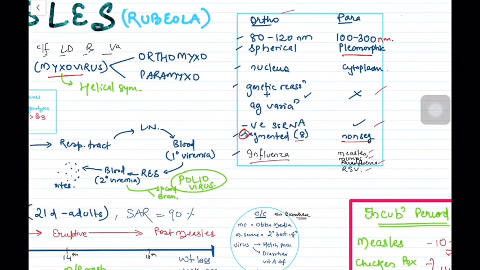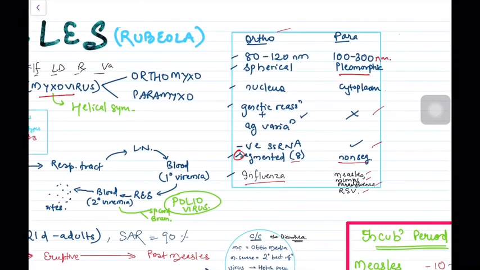So orthomyxo. Now let me tell you a simple word so that you can easily remember. What is ortho? Orthopedics. It's a very short subject, right? So just remember the first word, small, and also it is small, so the size is less than paramyxo. It is 80 to 120 nm, while para is 100 to 300 nm. Also, ortho is spherical, but para is pleomorphic.